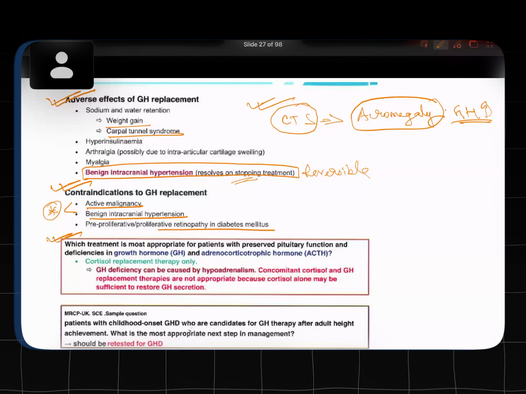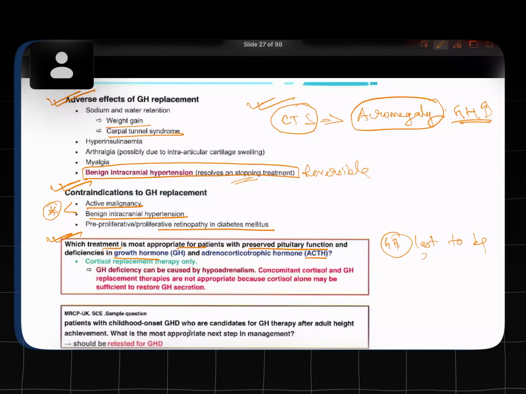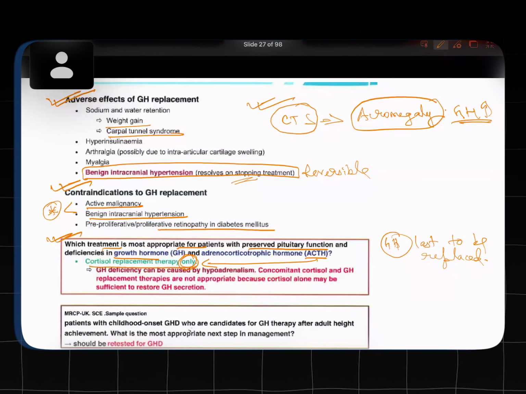So read this question. Which treatment is most appropriate for patients to preserve pituitary function but deficiency in growth hormone and ACTH? As I told, growth hormone is the last hormone to be replaced. That is what they are checking here. It is enough to replace the cortisol only, because growth hormone deficiency can also be caused by hypoadrenalism. So you have to replace the cortisol, and after adequate replacement, recheck the growth hormone. If you see that the stress test is again positive, then think whether you need to replace or not.